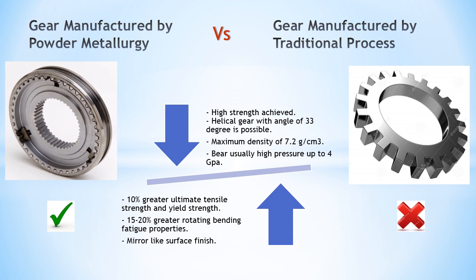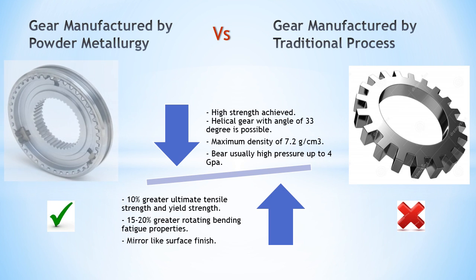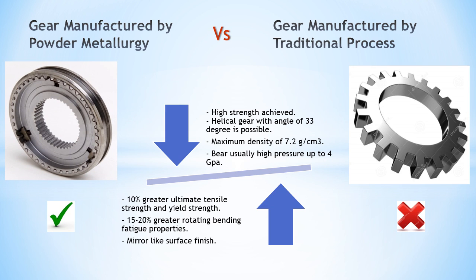Here is the comparison of two gears, one manufactured with powder metallurgy and the other one with a traditional manufacturing process, which is hobbing here. By comparing these two, we achieve 10% greater tensile and yield strength, which is supposed to be a breakthrough in gear manufacturing.